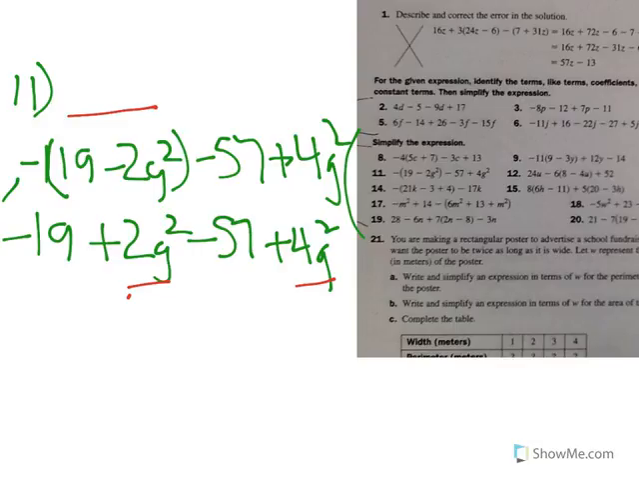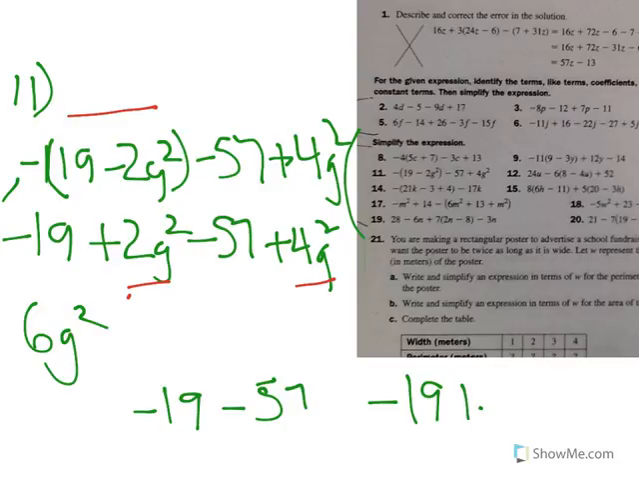Now we've got two like terms here, 2g squared and 4g squared, so we can add those together, and when we do, we end up getting 6g squared. We don't know what g is, so we don't know what we can do with that. But negative 19 minus 57 is the same thing as negative 19 plus negative 57. So when we do that, it's going to end up being negative 76. So minus 76 is another way of writing that. So that's our first problem.